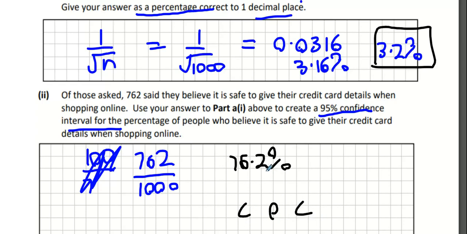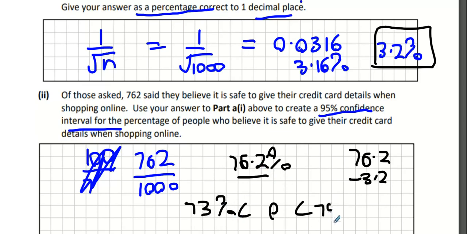So when you add it on and take it away, what you're going to get is, take away 3.2 from 76.2, it's going to give you 73%. And then when you add it on, it's going to give you 79.4%.